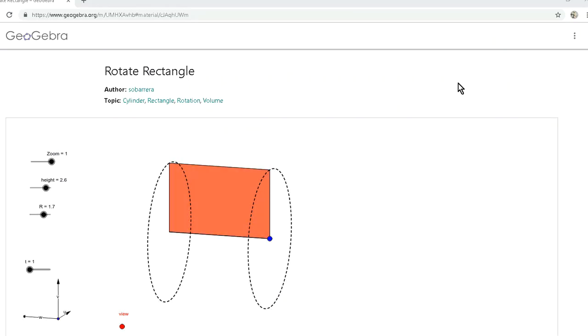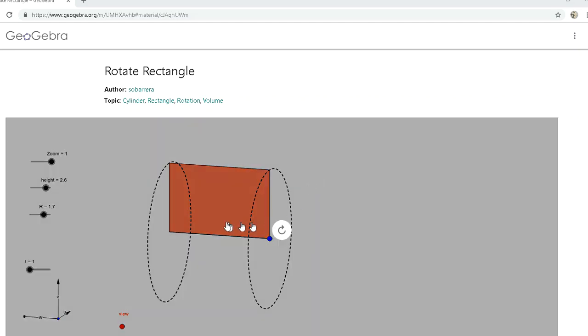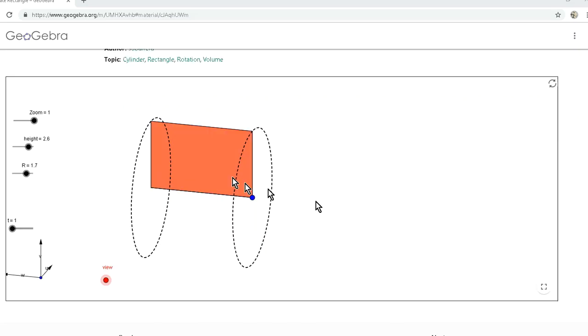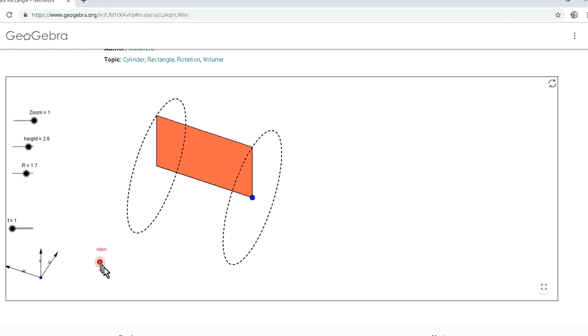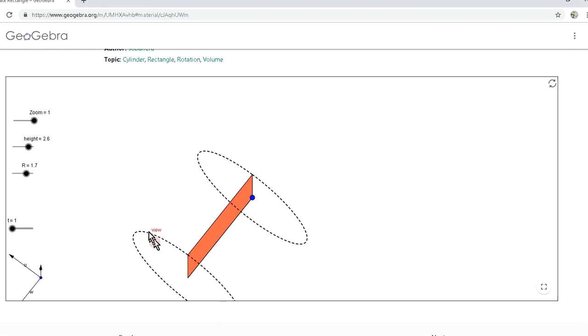Okay, so we're going to be making use of an applet, GeoGebra online applet, to give you a visualization of what the end result is going to look like when we rotate certain two-dimensional shapes. We are going to start with a rectangle, okay? So we have a rectangle here, and we're going to rotate this rectangle about one of its sides. You can change the view of this rectangle just by moving this point all over the place, just to rotate and move it around.